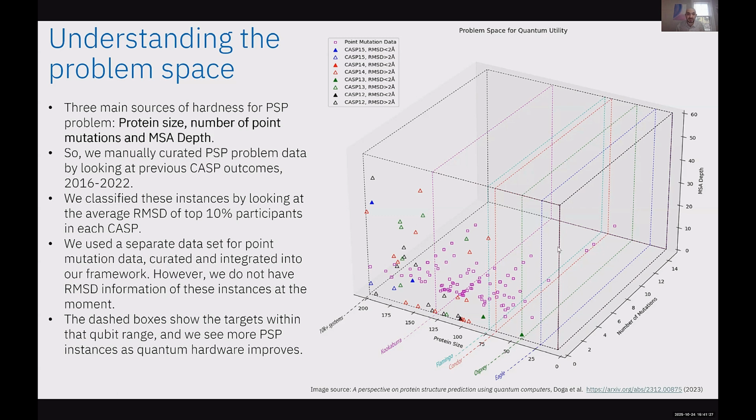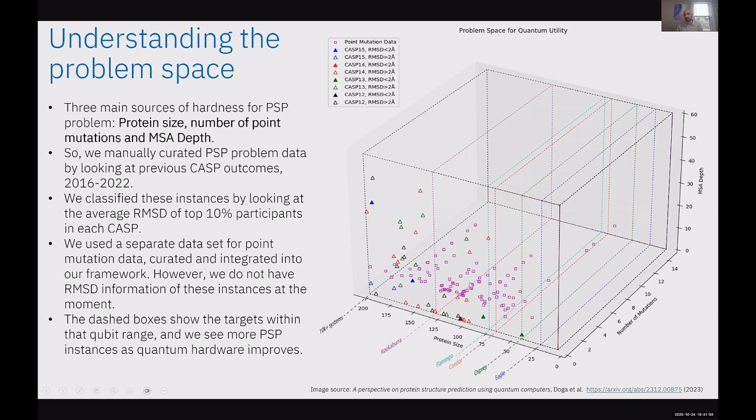And the z-axis is slightly more technical, called the MSA depth, which is the multiple sequence alignment depth. This is something they also mention in their Nature paper when AlphaFold first came out. If you don't have a deep enough MSA, it's known that these models usually struggle.